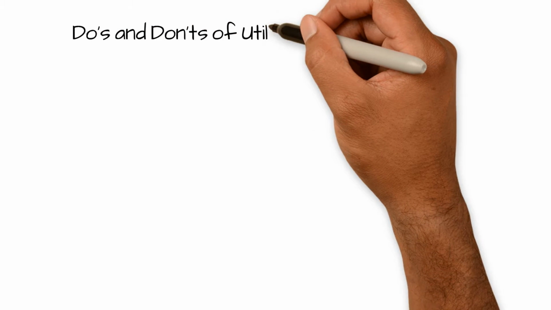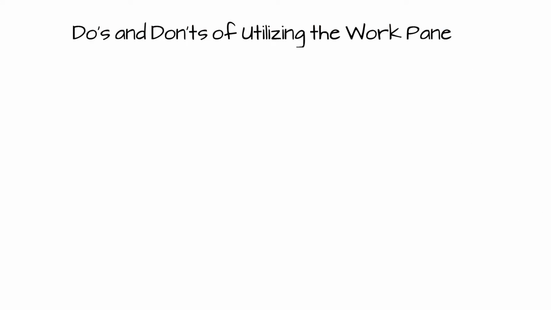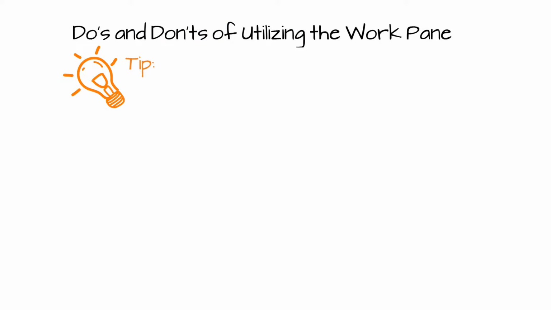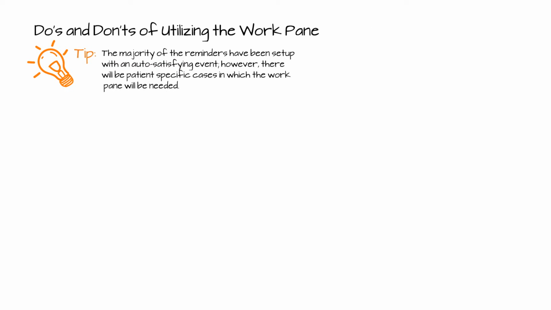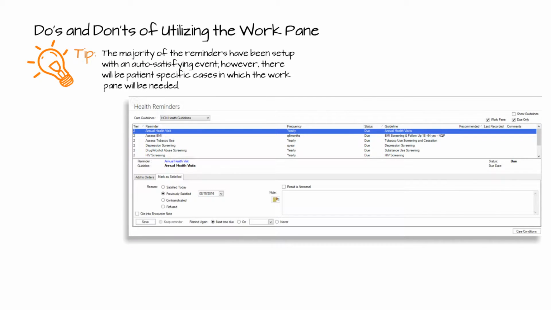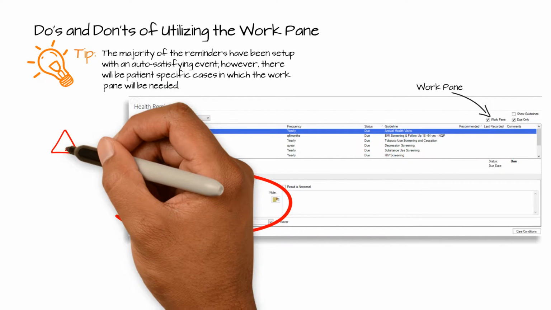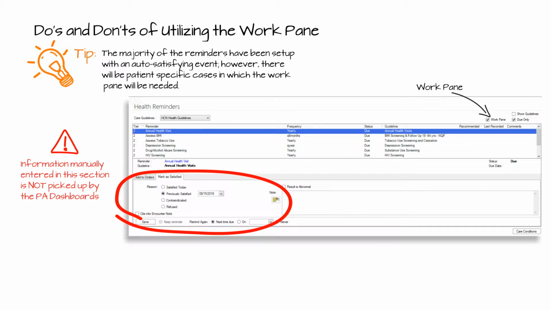It is important to know that the majority of the reminders are set up with an auto-satisfying event. However, there will be specific cases in which the work pane will need to be manually updated. To access the work pane, click on the work pane checkbox in the health window. Be reminded that the information manually entered in this section is non-reportable and not captured in Intergy Practice Analytics dashboards.